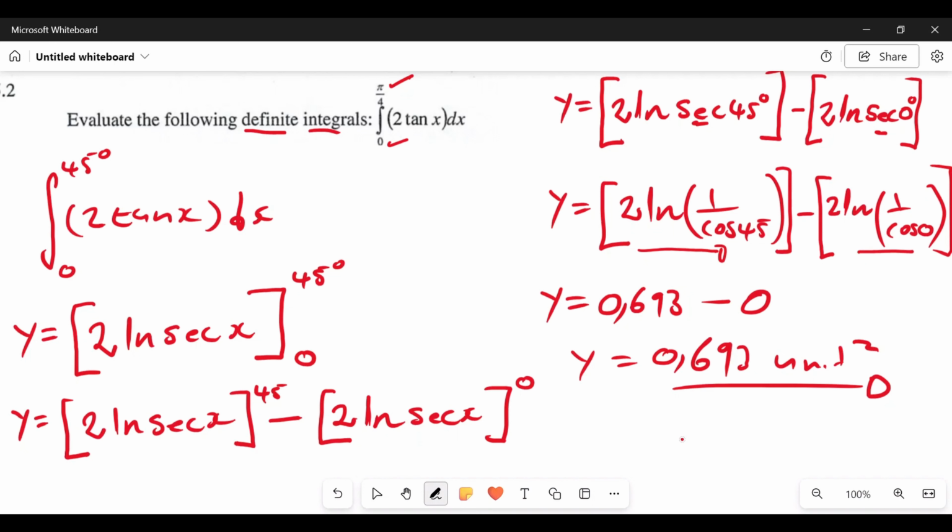So the final answer is 0.693. Guys, this is how you do definite integral. Just in case you didn't understand how I did this, you can leave a comment in the comment section. I'll try to explain to you to my level best.